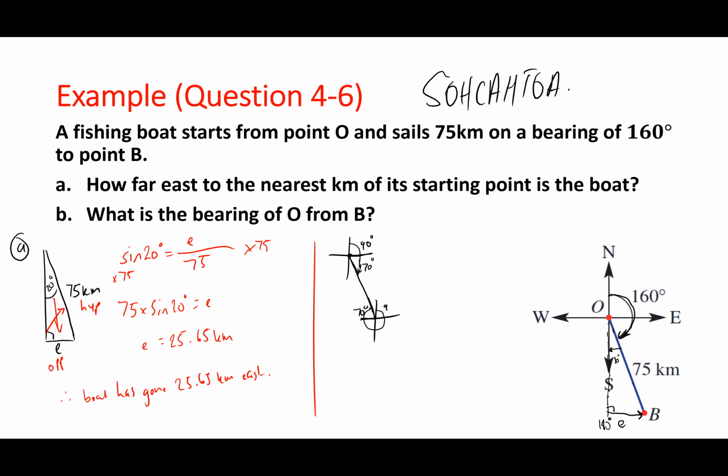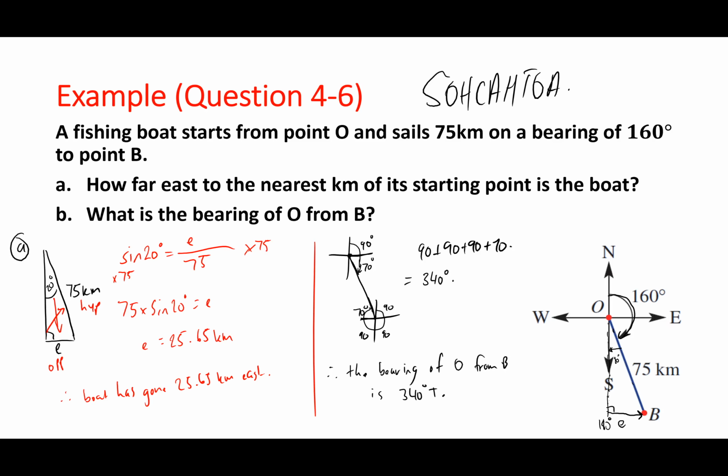So the bearing becomes 90 plus 90 plus 90 plus 70. Then we're going to add it up, and that's going to be what our bearing is. So 90 plus 90 plus 90 plus 70 is 340. So 340 degrees. So to finish it off, therefore, the bearing of O from B is 340 degrees T for true. Okay? And that's one done.